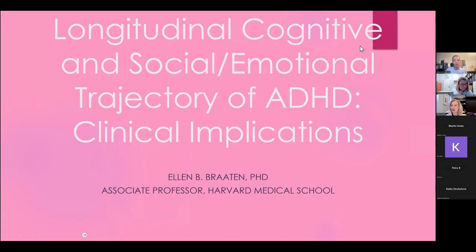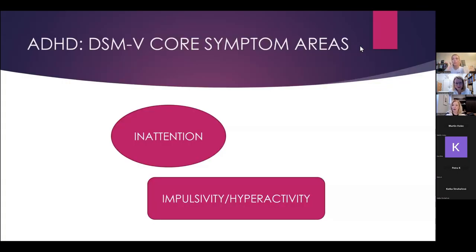Okay. I'm going to be talking today about the longitudinal cognitive and social emotional trajectory of ADHD. And I'm going to be really focusing on the clinical implications of those. What do we do as clinicians when we have a young adult, a child, an adult with ADHD? What are the sorts of techniques that work best for them? What are the empirically standardized kinds of treatments?